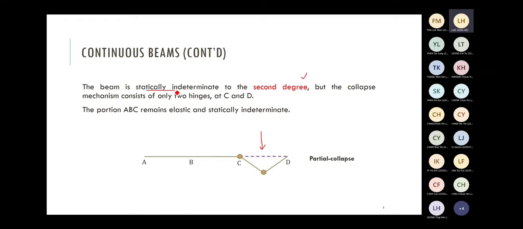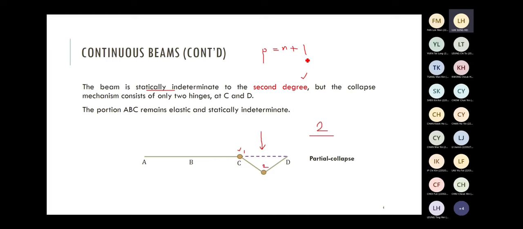That means you need at most 3 hinges. But you can see that for portion CD to collapse, only 2 plastic hinges are required. One is at point C, the other one is at the middle. If you go back to the previous chapter 11, we mentioned that normally the hinge number is 1 more than the degree of indeterminacy, right? That means 3. But that is not always true. N plus 1 is only the maximum number of hinges. It does not tell you the exact number.